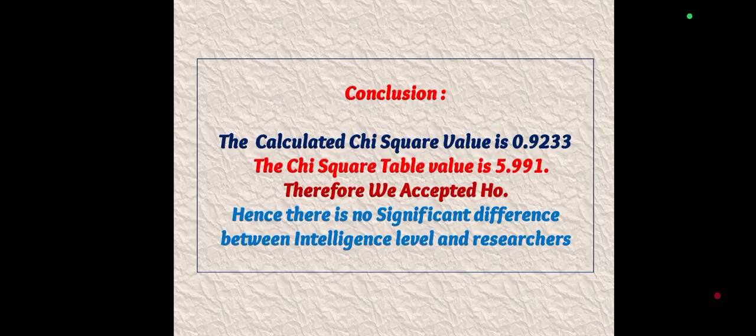Comparing, finally we reach the conclusion. The calculated chi-square value is 0.9233 and the chi-square table value is 5.911. So the calculated value is less than the table value. So we accept H naught. Hence there is no significant difference between the intelligence levels and the researchers.